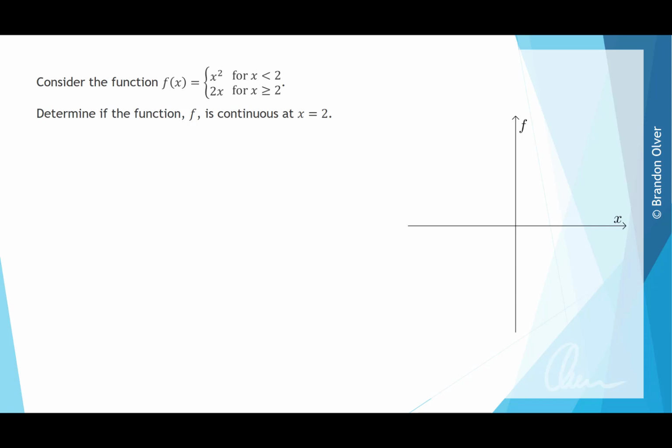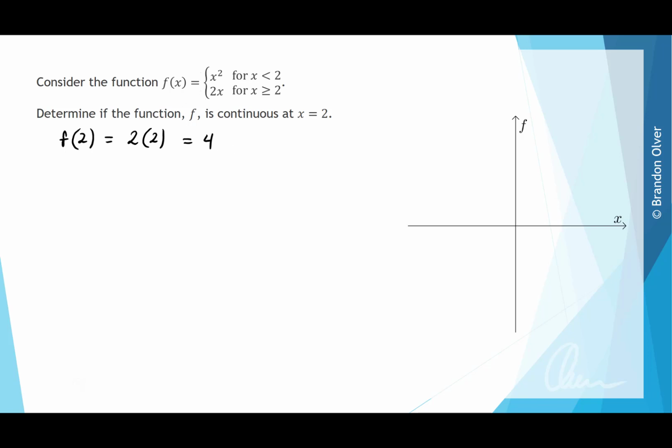So the first thing we need for a function to be continuous at a point is for that point to actually exist. So if we inspect the subdomains of this hybrid function, we can see that x equals 2 exists on the rule 2x. So that means we can evaluate f of 2 is equal to 2 times 2, which is equal to 4. So that exists for this hybrid function.